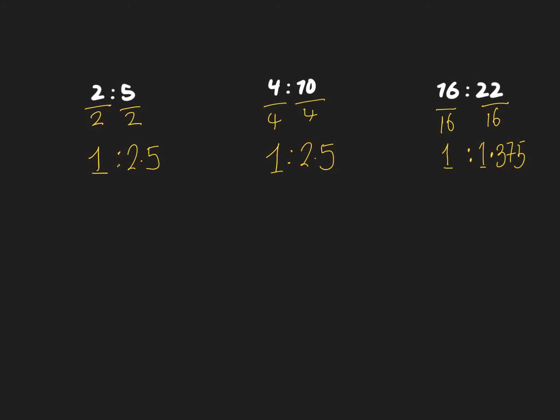So remember, if it's a ratio in the form 1 to n, basically what that means is we want the ratio to start with the number 1. So that means you're going to be dividing by the first number in the ratio, and what you divide by on the first part of the ratio, you must also divide by in the second part of the ratio.